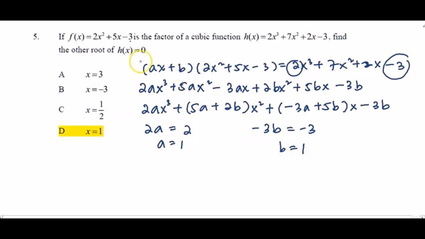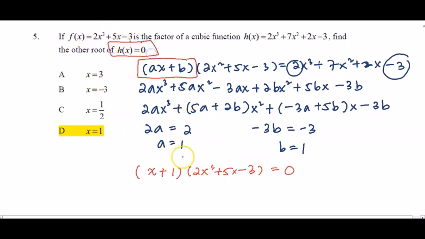Okay, so here I'm going to substitute the a and the b into my linear factor, that is my ax plus b. So the other factor will be 1 multiplied by x plus 1. So x plus 1 multiplied by 2x squared plus 5x minus 3 equals 0. This is the h(x) equals 0. All right. So the other root will be x equals negative 1.